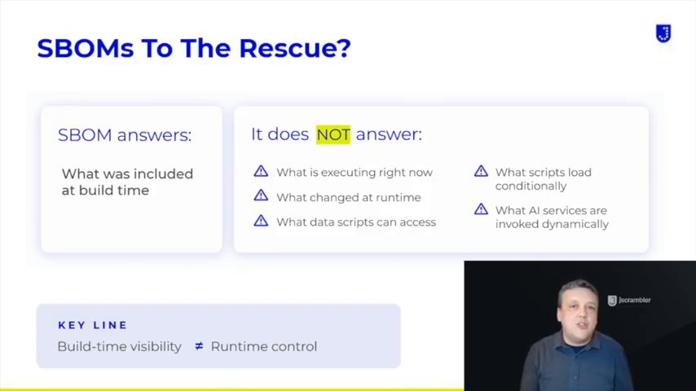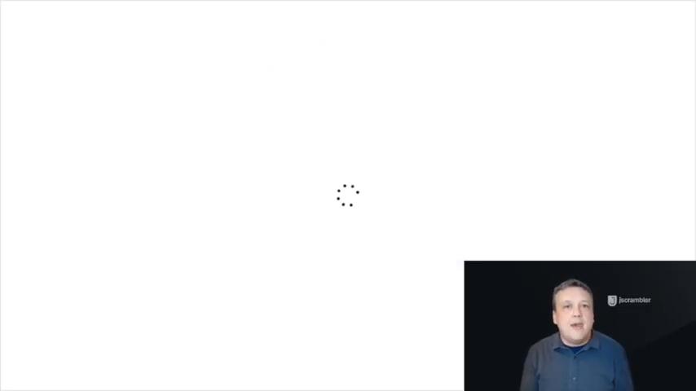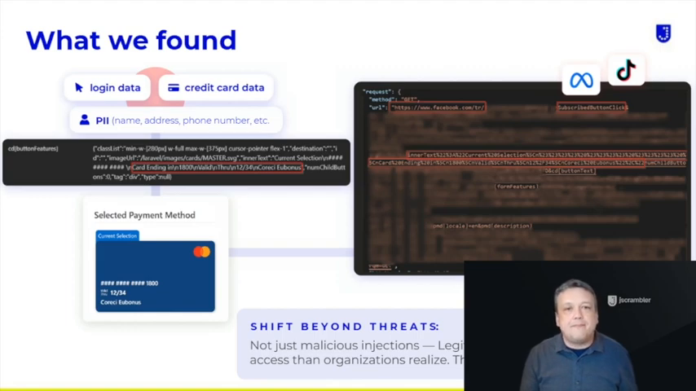It can't tell you what changed at runtime, because those scripts that are loaded from CDNs can be updated by their third-party owners without any change to your code base. It can't tell you what data those scripts can access, and it can't tell you which scripts loaded conditionally based on geography or user type or session state. And it certainly can't tell you what AI services are being invoked dynamically by third-party components. SBOMs are really useful at telling you the build time story, but they can't tell you about the runtime story. And I've got a couple of examples of that now.